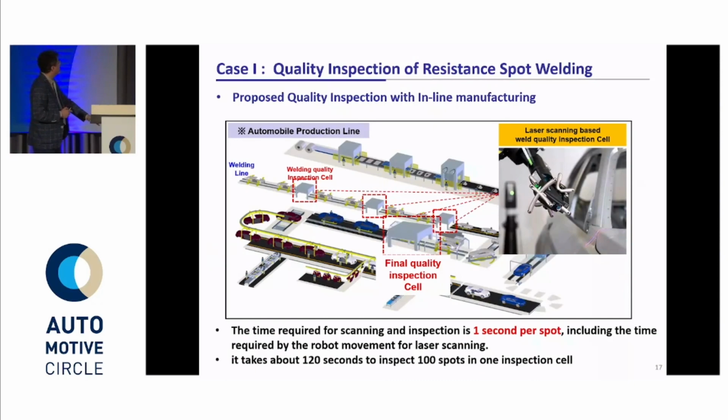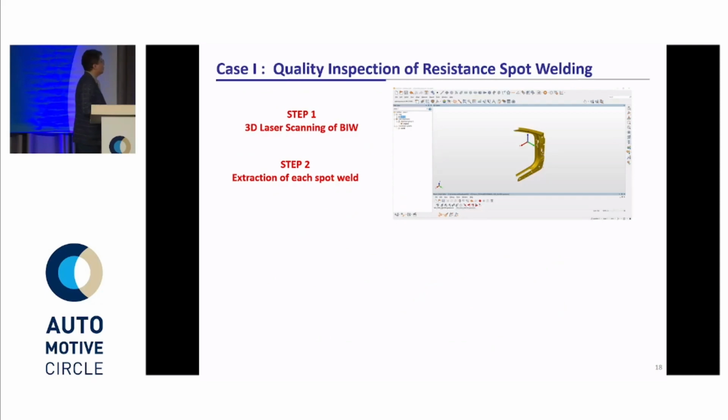So here's our proposed quality inspection with inline manufacturing for resistance spot welding. For the automobile production line, the welding quality inspection cell can be installed, and in this inspection cell, the 3D laser scanning or laser vision can be equipped to inspect the weld surface and other surface qualities at the same time. The time required for scanning and inspection is 1 second per spot, including the time required by the robot movement and laser scanning. It takes about 120 seconds to inspect 100 spots in one inspection cell.